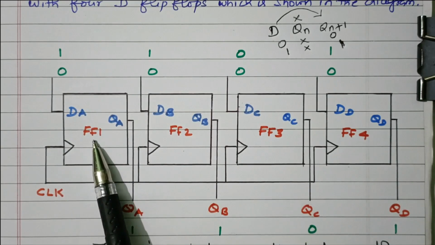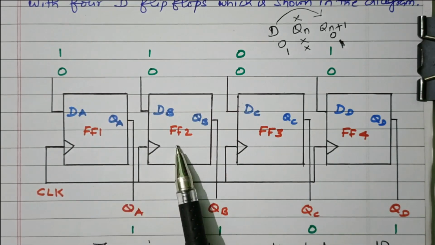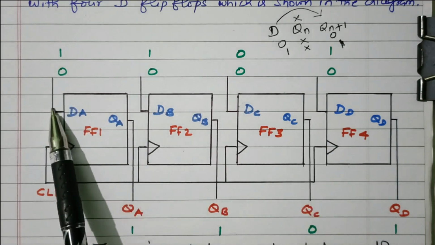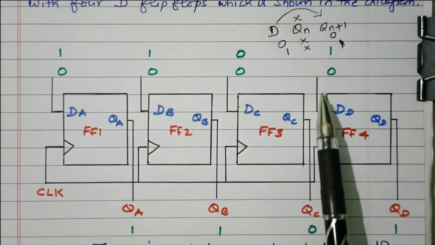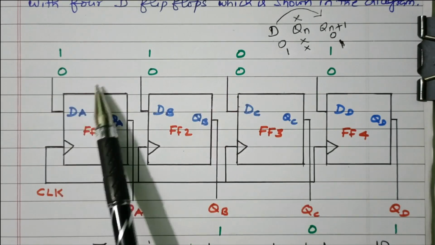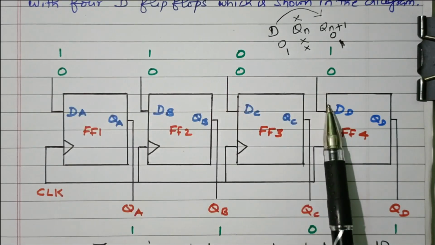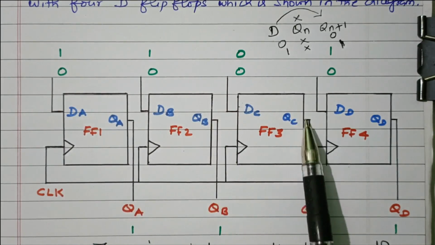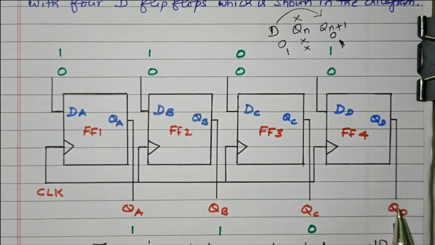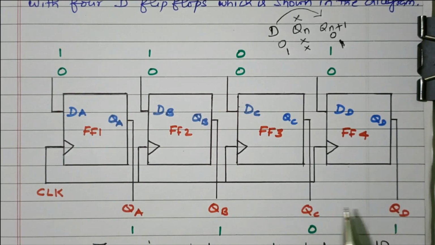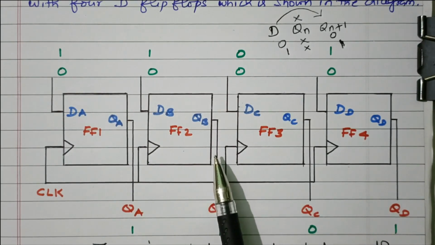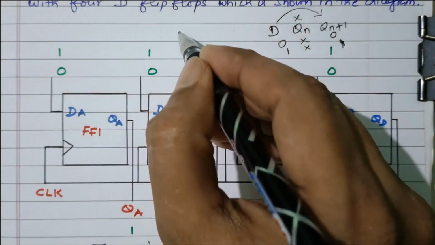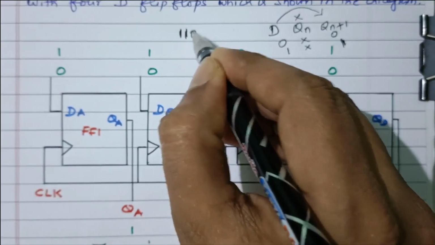Here 4 flip-flops are available: flip-flop 1, 2, 3 and 4. So the data is given in parallel. To all 4 flip-flops we are supplying the data in parallel. Similarly, the output is also taken in parallel. QA, QB, QC and QD are the 4 parallel outputs. So let us consider we are going to use the data 1101.